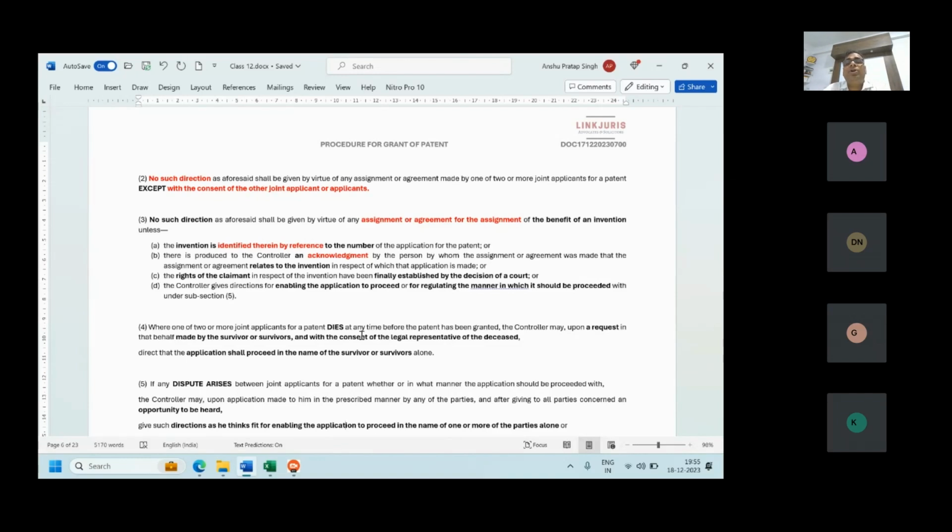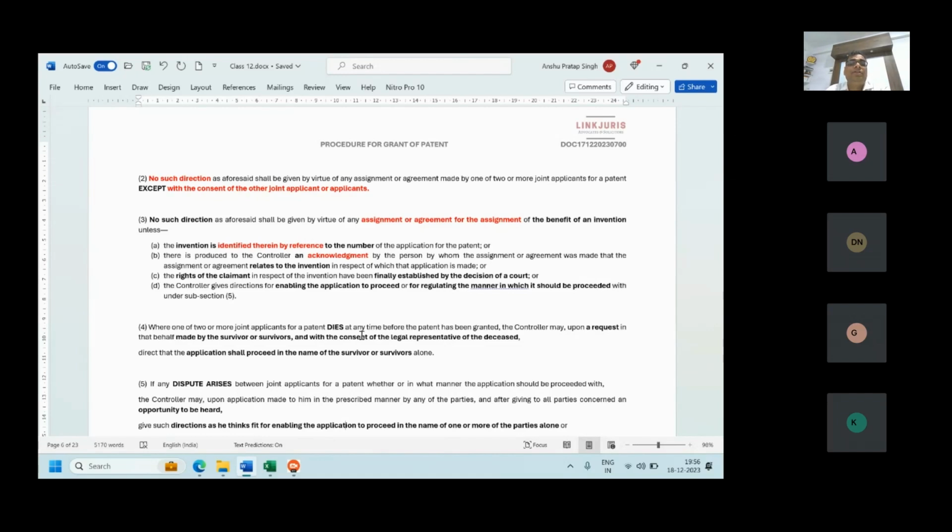I cannot take that assignment or written agreement of assignment unless the invention is identified by reference to the application number. That means, suppose you are drafting an assignment agreement, what will you remember? You should always refer to the application number. That is, it should be a specific assignment with respect to that particular patent application.